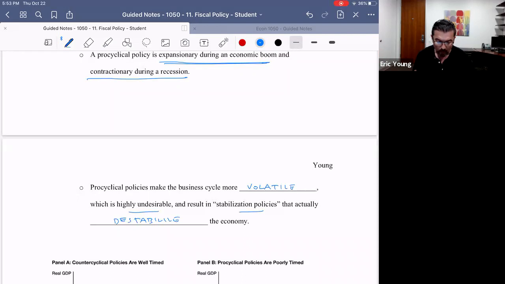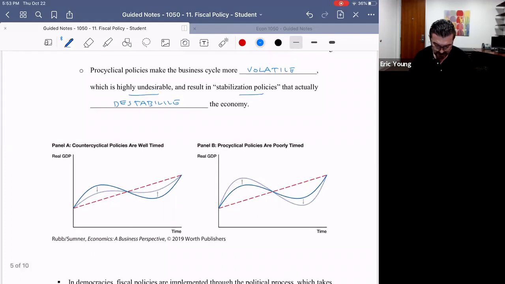That's the basis of what we call a pro-cyclical policy. We want to avoid those. You can see right here in panel A, this would be a counter-cyclical policy when things are well-timed. And you have here in the blue, a business cycle. And the idea of a counter-cyclical policy is it's going to slow things down in an expansion and pick things up in a recession and kind of flatten out, smooth out that business cycle.